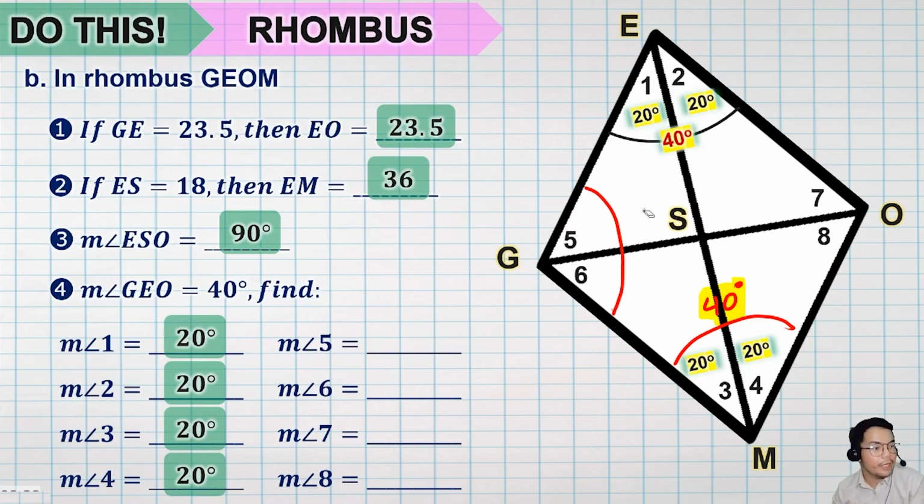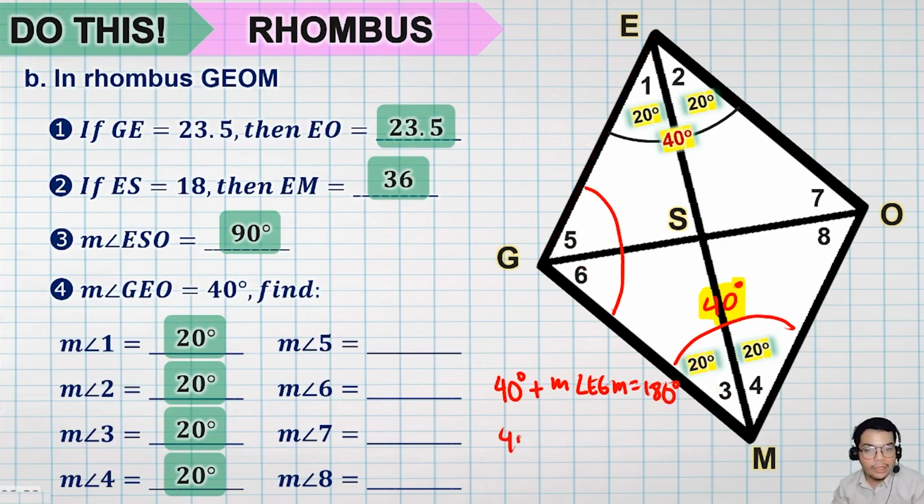Ang gagamitin mong idea dyan, bigyan ko kayo ng clue. Di ba itong si angle GEO, which is 40 degrees, yan ang given natin, is consecutive with this angle EGM? At sa isang parallelogram na katulad ng rhombus na ito, consecutive angles are supplementary. Ibig sabihin, pag inadd ko yung angle GEO, which is equivalent to 40 degrees, plus the measurement of angle EGM, ang sum niyan 180 degrees because they are consecutive, they are supplementary.